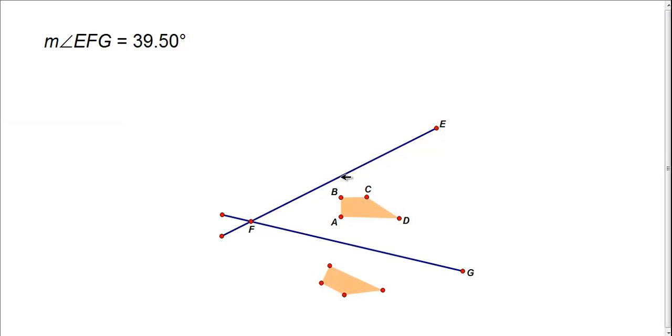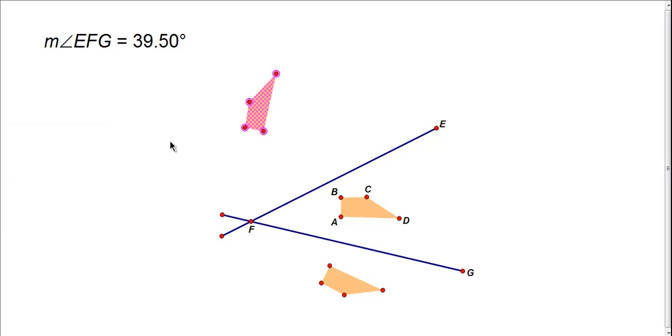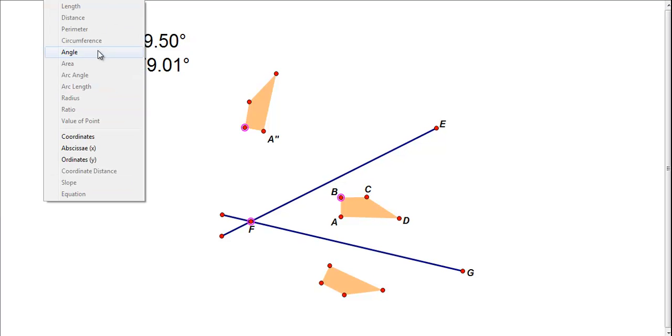If I take this bottom figure, my image here, and reflect it across this line, it's going to land way up top. And just to prove my point here, the angle from A to F to this angle should be twice 39.5, and if I measure it, that should be just under 80, right? 79. And there it is, it's twice as much, right? If I try it with B, same thing happens.